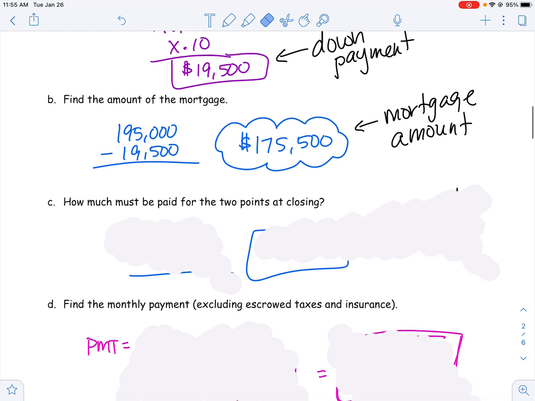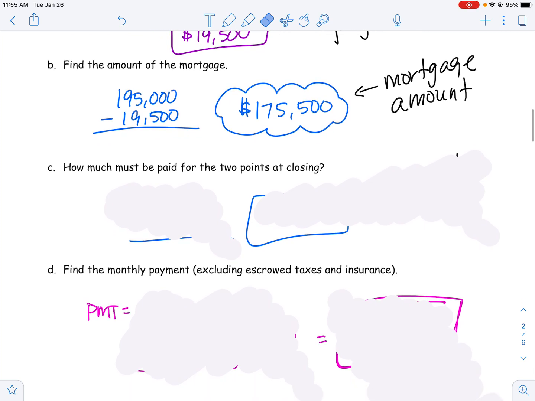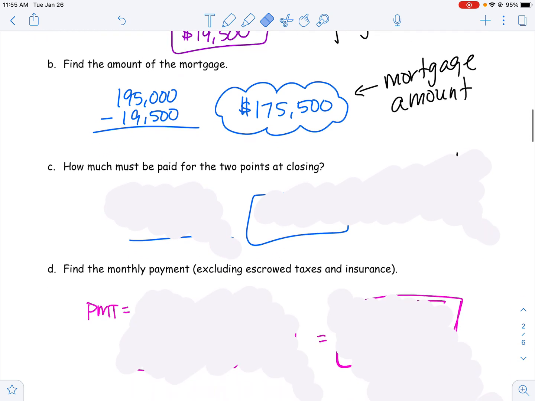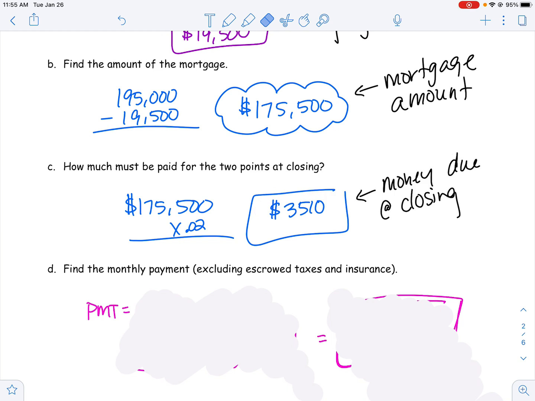Part C says how much must be paid for the 2 points at closing. Remember, it said in the problem that there were 2 points required at closing. That's the same as 2% of the cost of your mortgage. So I'm going to take the $175,500 and multiply it by 2%, or 0.02, to figure out how much I have to bring to closing for those points. I need to have an additional $3,510 due at closing for those points. That might be in addition to other types of closing costs. In these problems, we're not going to worry about that, but we're just going to talk about the mortgage amount and the payment from there.